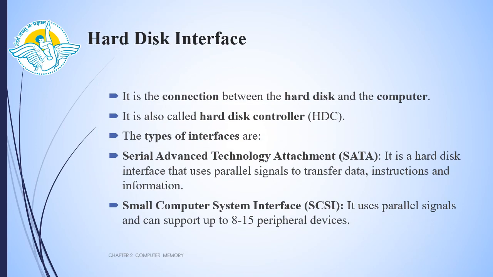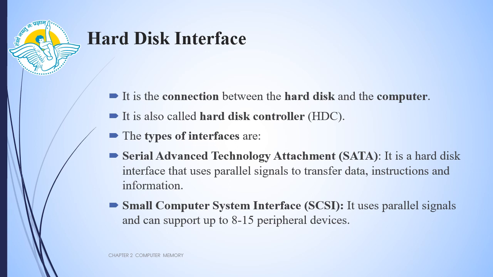Now let us understand what you mean by hard disk interface. It is the connection between the hard disk and the computer. It is also called hard disk controller or HDC. The different types of hard disk interfaces are SATA. The full form is Serial Advanced Technology Attachment. It is a hard disk interface that uses parallel signals to transfer data, instructions, and information.